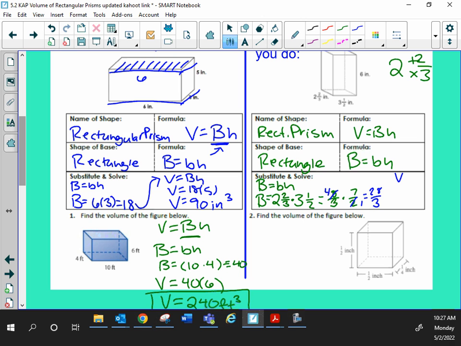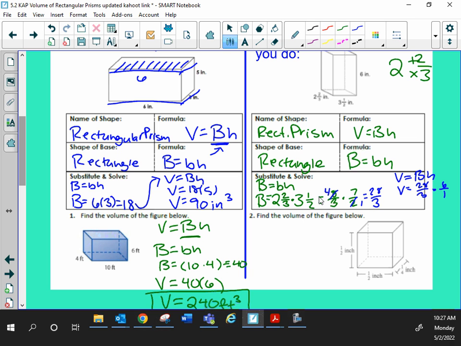Okay, I'm going to go into my V is equal to big B times H. V is equal to my big B, the area of the base, 28 over 3, times the height of the whole thing, which is 6. Again, 28 over 3 is not going to simplify into a whole number, so I just left it, and I'm going to multiply it by 6. Let's turn 6 into a fraction: 6 over 1. Again, try and make your life easy.